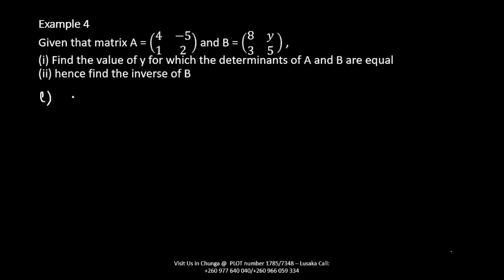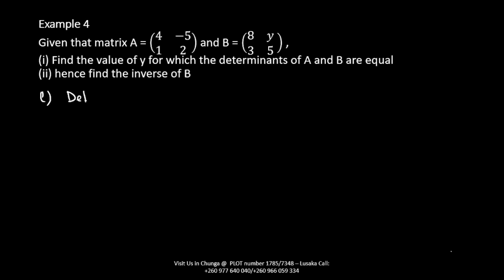So if you look at matrix A, you are able to see there that in the major diagonal we have got 2 and 4. In the minor diagonal we have got 1 and -5. If you look at B, in the major diagonal we have got 8 and 5. In the minor diagonal we have got 3 and Y. So how are we going to solve this?